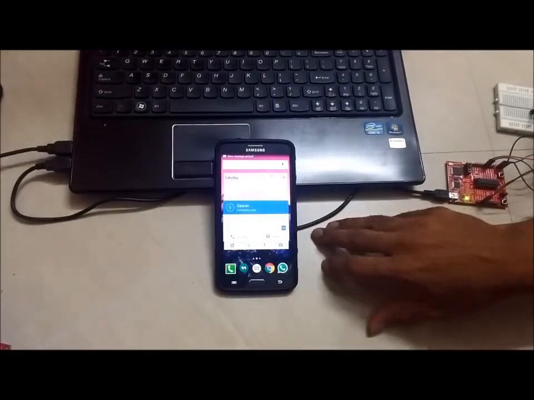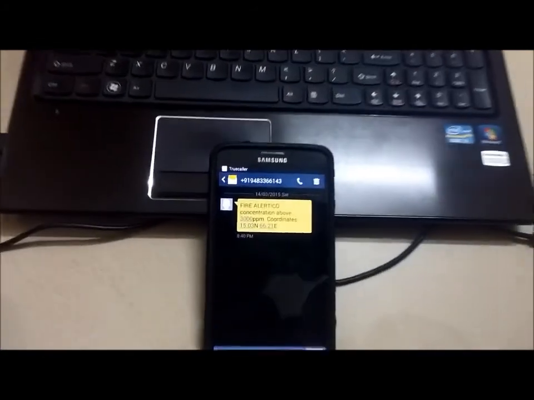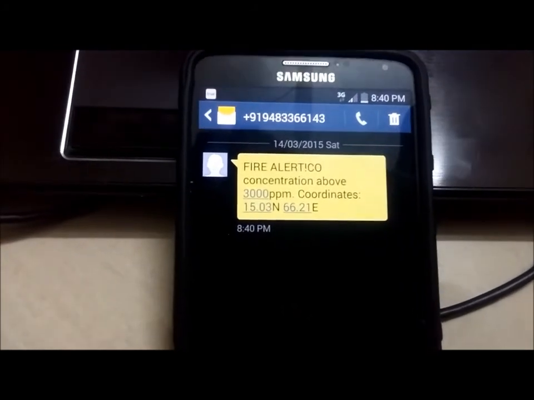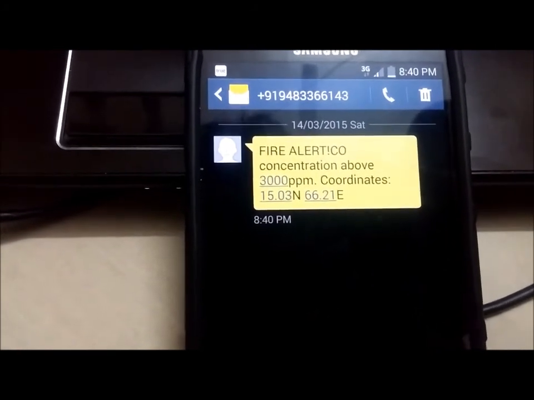This is the message that has been received. The message is as follows: fire alert, concentration of carbon monoxide about 3000 ppm, and it has sent the coordinates of the sensor.